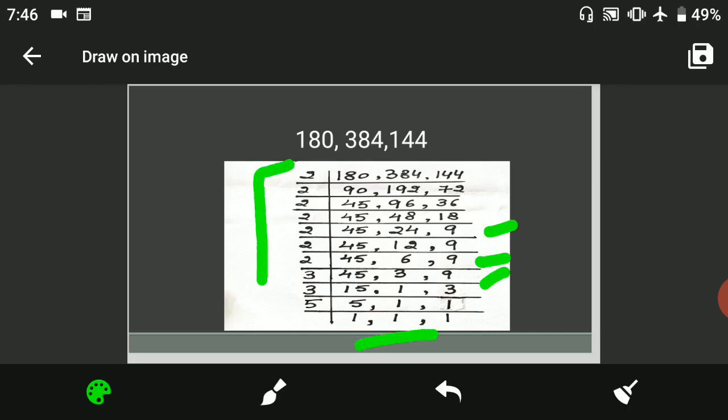Now you have to multiply all these divisors. When you multiply all these numbers, clear, then you will get the answer. The answer of this will be 5760. The answer will be 5760. This will be the answer of it. Clear?